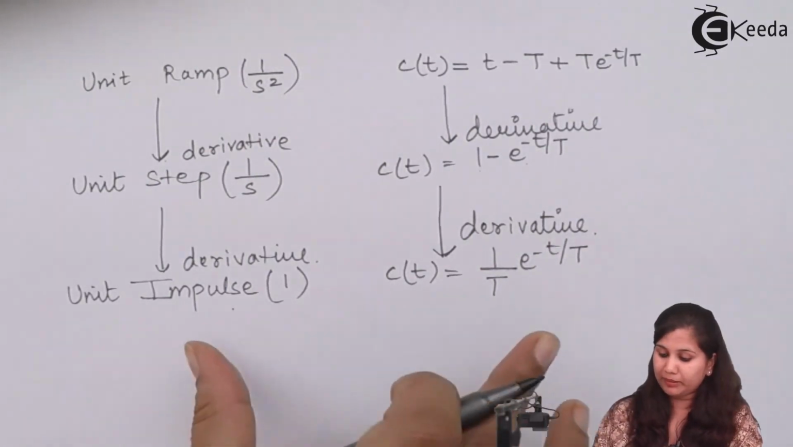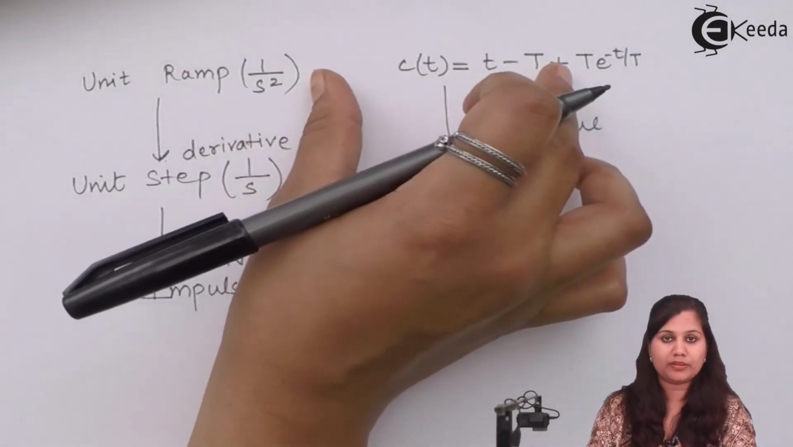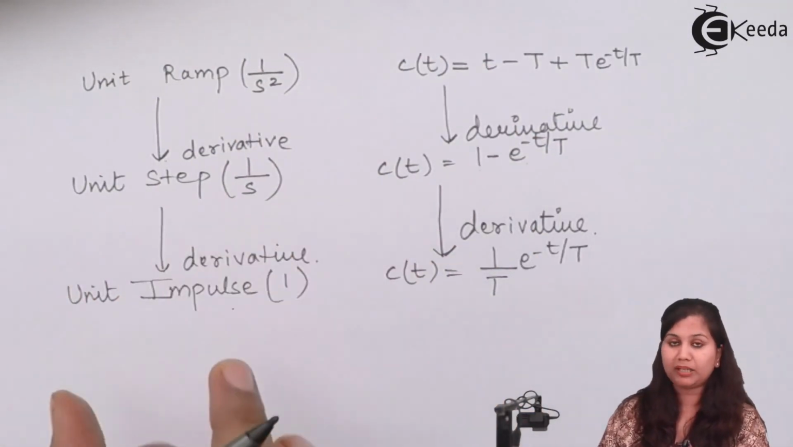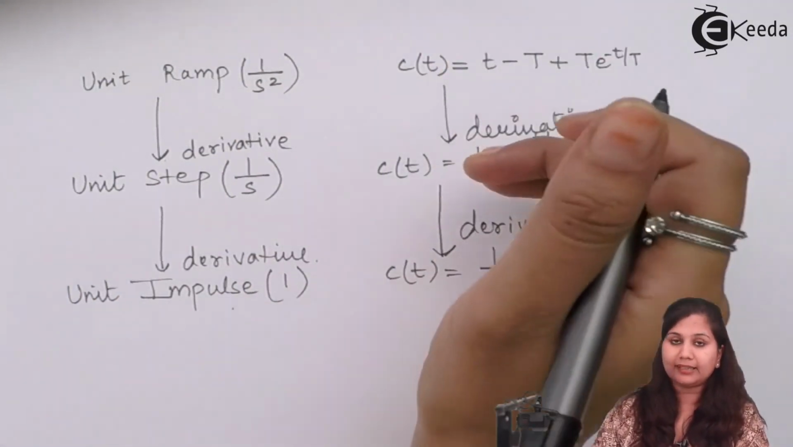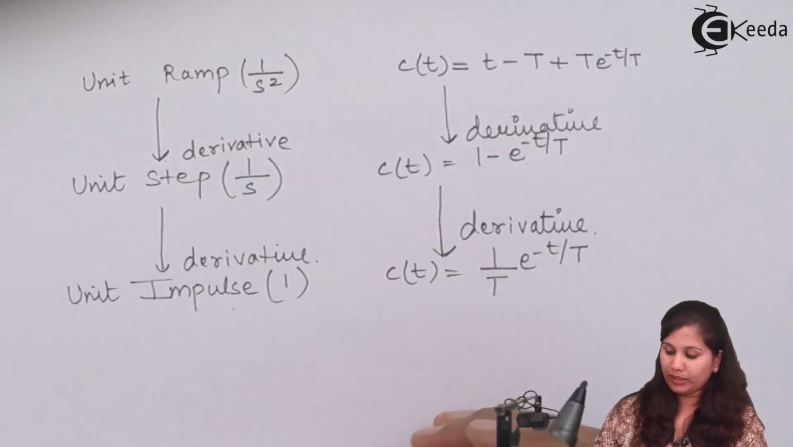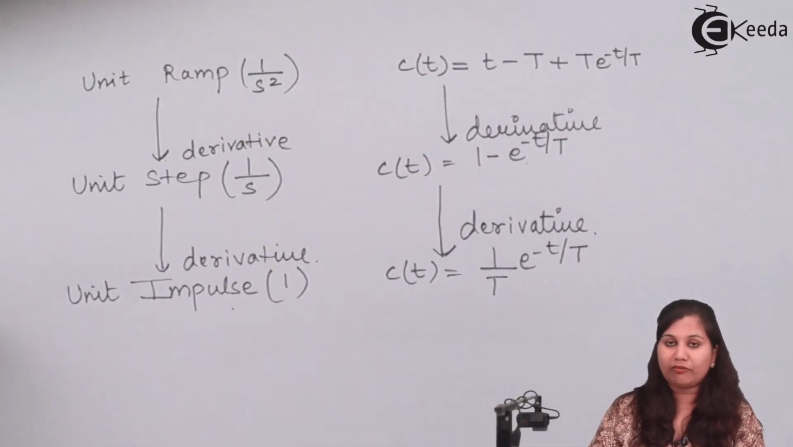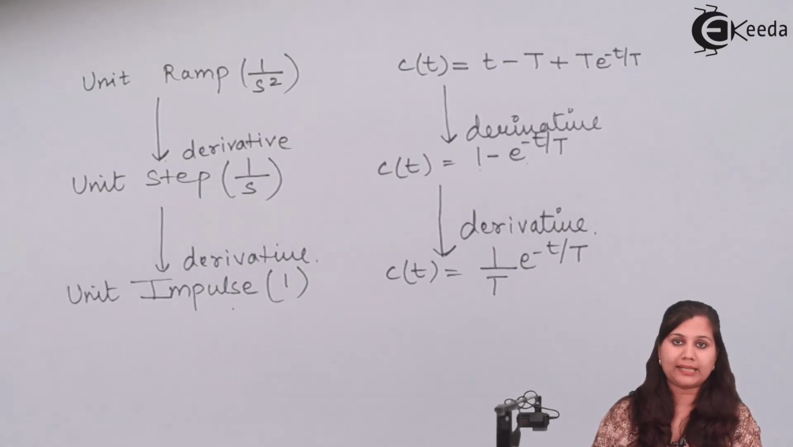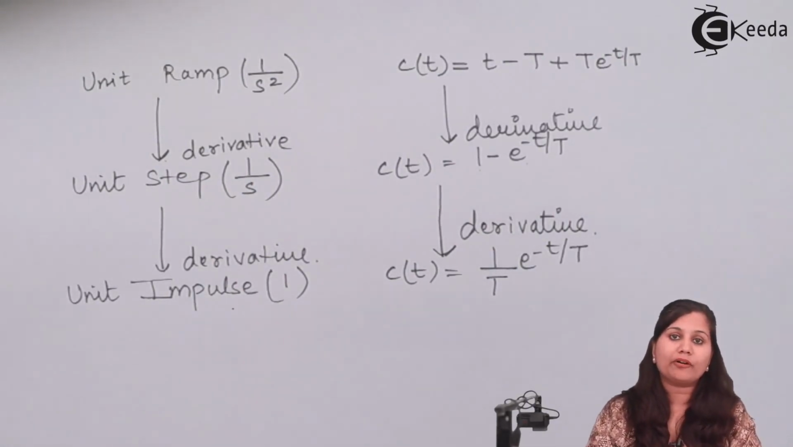So if we remember the unit ramp output response, then we can find the output response for unit step and unit impulse by taking its derivative. This is how we can remember the output responses for all the three input test signals in the case of a first order control system.